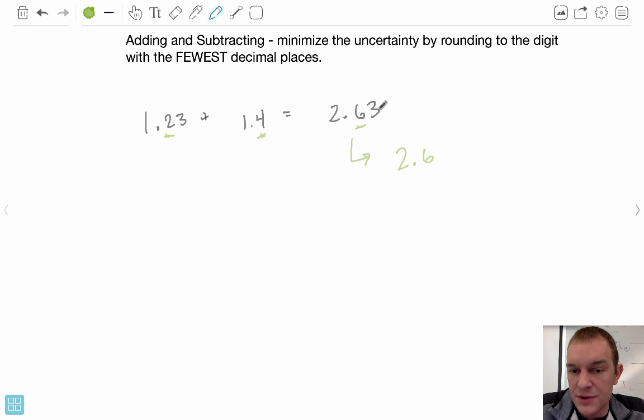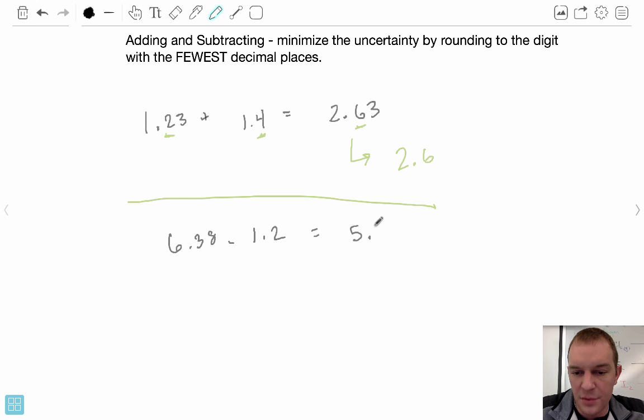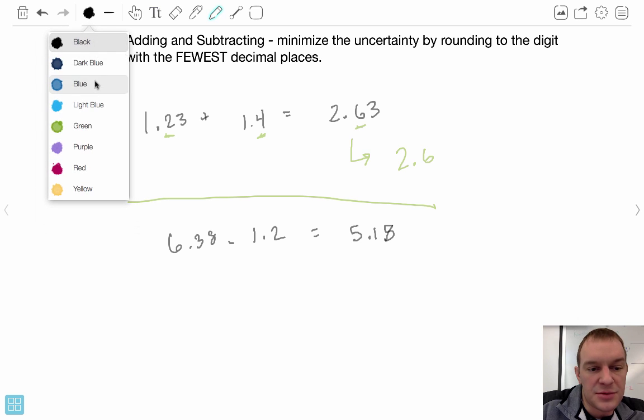You can't have 2 uncertain digits. So you go to the first uncertain digit, okay? Let's take a look at another number. Let's take 6.38, and we'll subtract from that 1.2. And when we perform that operation, you end up with 5.18. And then we can try to figure out the place we're going to round to.